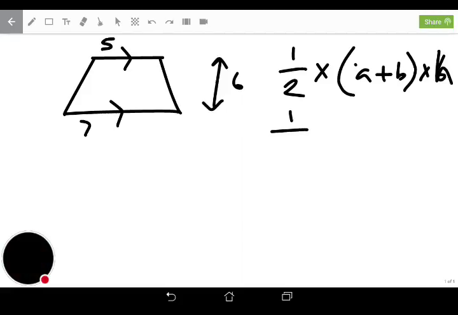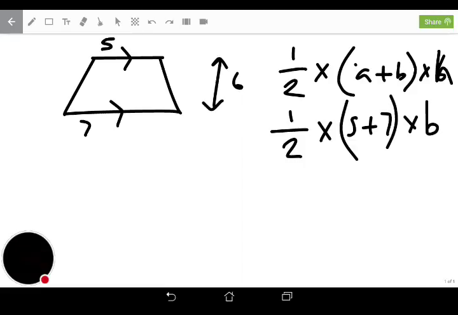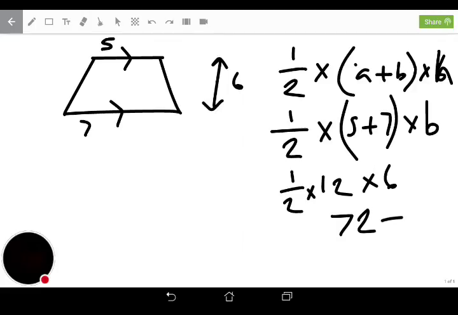So, putting that into the formula, I'm going to go half times a plus b. So, that's going to be 5 plus 7 times 6. That looks more like a b. Right. So, 5 plus 7 is 12. So, half times 12 times 6. If I was to work out what 12 times 6 was, that would give me 72. And if I was to half 72, divided by 2 is the same as a half.